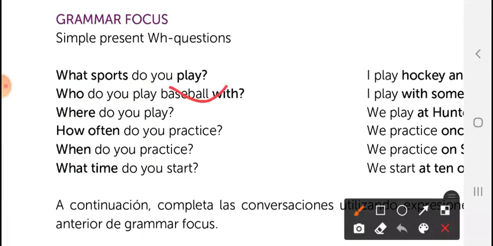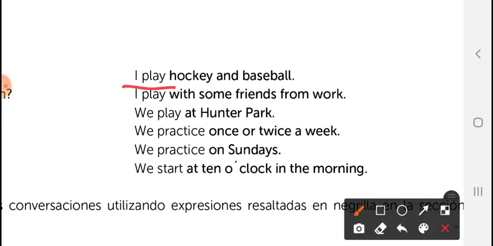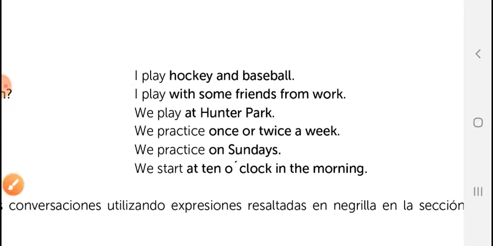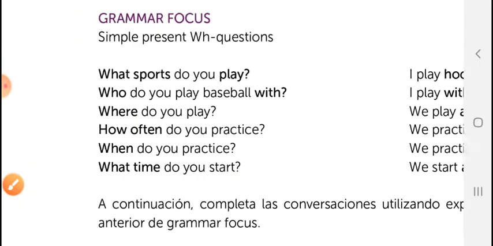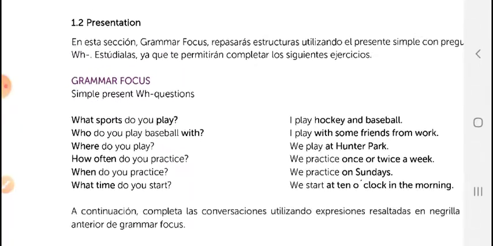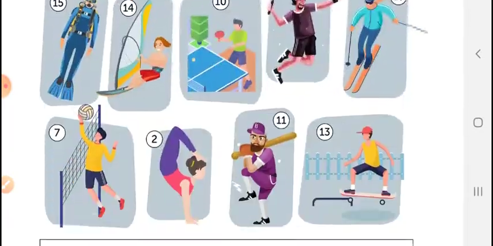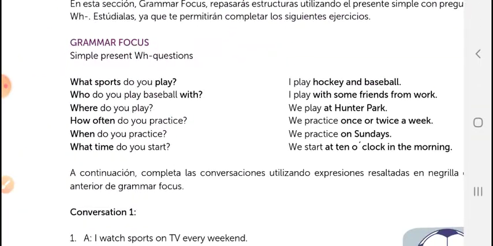En la pregunta, el verbo va al final, ¿ok? Pero aquí vamos adelante, ¿ven? Play. I play. Y ya los sports que juego. I play hockey and baseball. It can be I play soccer and volleyball. I play tennis and swimming, okay? You can get help from the vocabulary that you see over here, okay? Puedes ayudarte de este vocabulary.